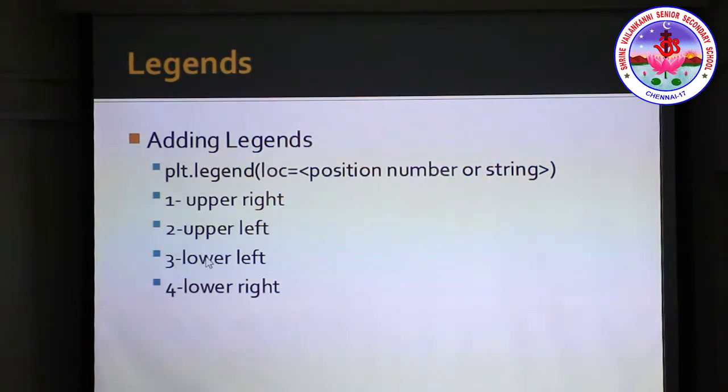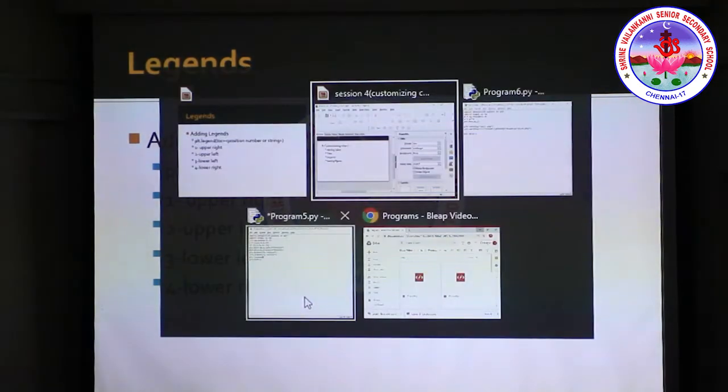So, plt.legend, we have one more parameter here, that is called loc parameter. So, this loc parameter defines the position, so where the legend should appear. So, we can write numbers or we can write strings. So, if it is a number, we have to write the numbers from 1 to 4. So, 1 defines upper right, 2 is the upper left, 3 is lower left and 4 is lower right. So, let us see this with a simple example.